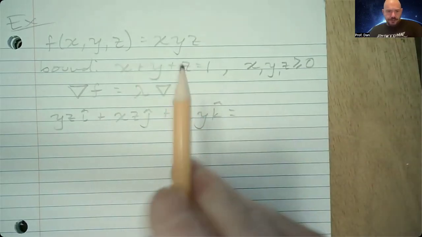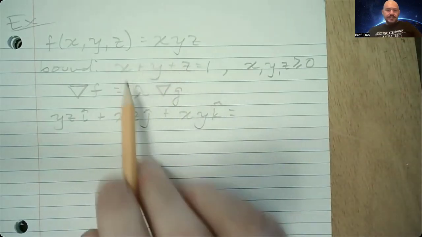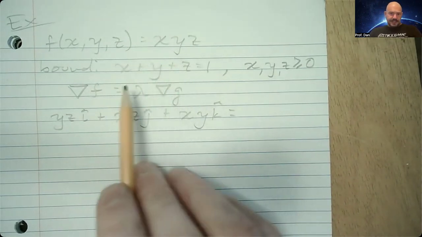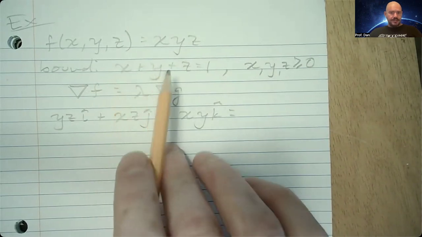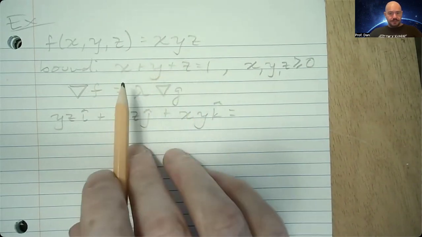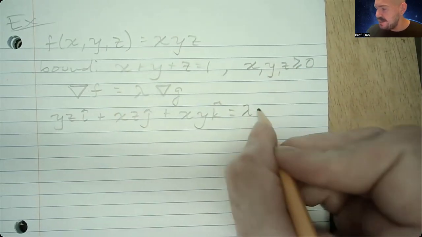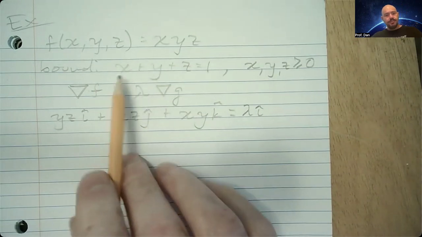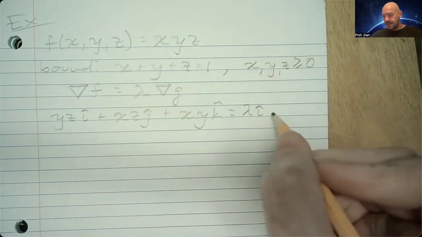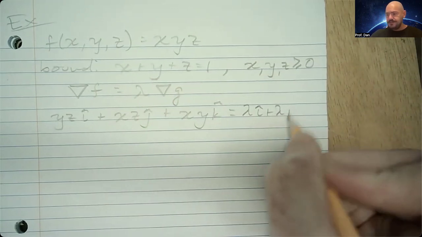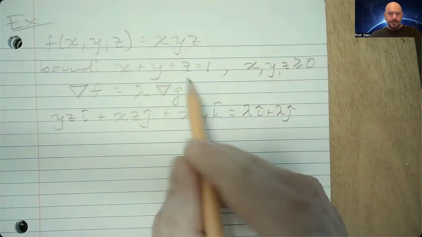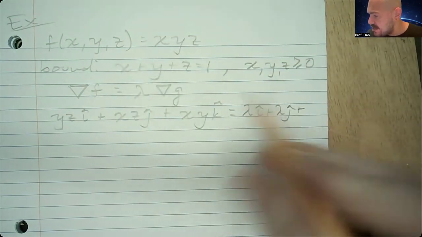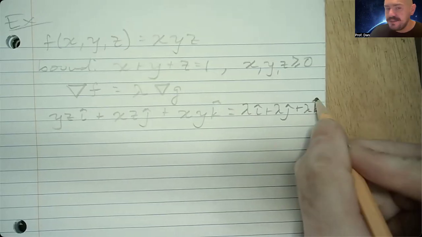Now we'll move on to this. If I take the derivative of x plus y plus z with respect to x, I'll get 1 for that term and 0 for the others. So 1 multiplied by lambda, I get lambda i. Derivative with respect to y, 0, 1, 0. Times lambda, I get lambda j. And then similar thing with z, right? 0, 0, 1. Multiply by lambda, I get lambda k.